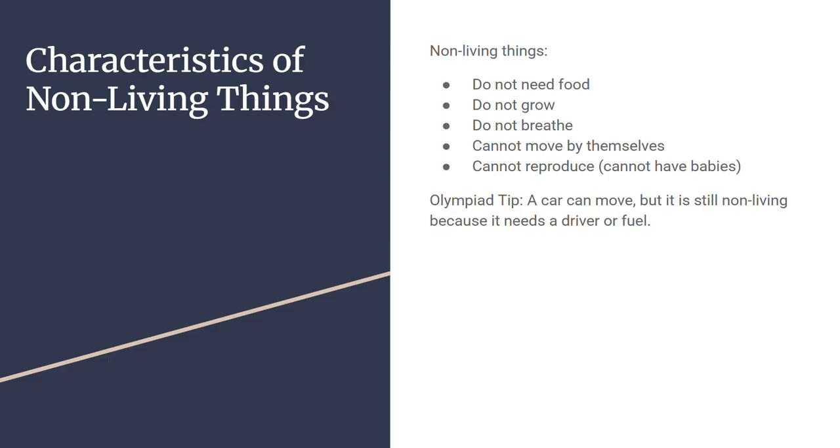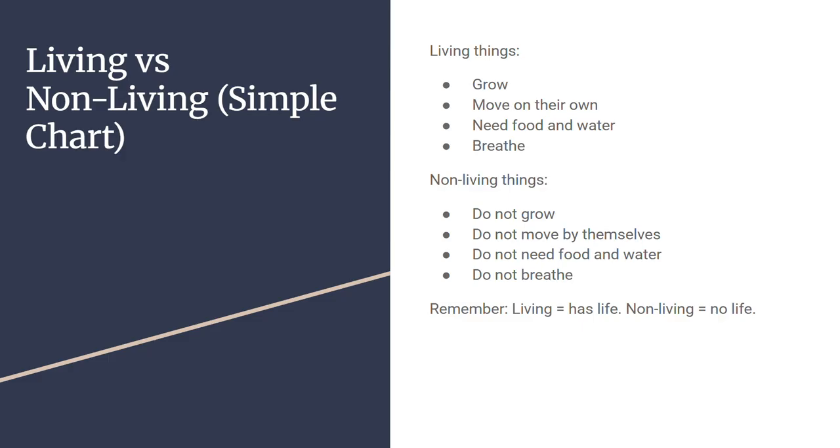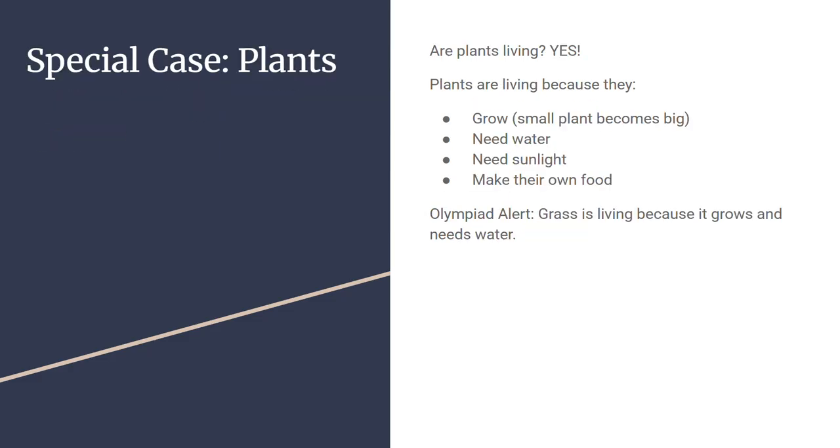So car is a non-living thing. So what are the differences between the living and non-living things? Living things grow, they move on their own, they need food and shelter, they breathe. And non-living things do not grow, they do not move by themselves, they do not need food and water, and they do not breathe. So living things are those which have life, and non-living things are those which do not have life.